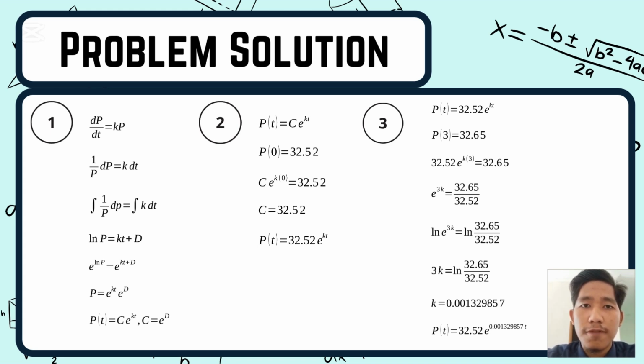Step 3. From the question that mentioned after 3 years, the population is 32.65 million, we know when time equals 3, the population is 32.65 million. Then we put it in the new general solution to find the value of k. After getting the value of k, we get the unique solution for population growth.